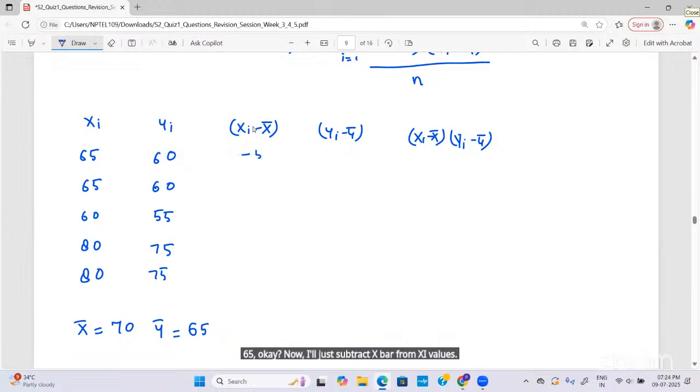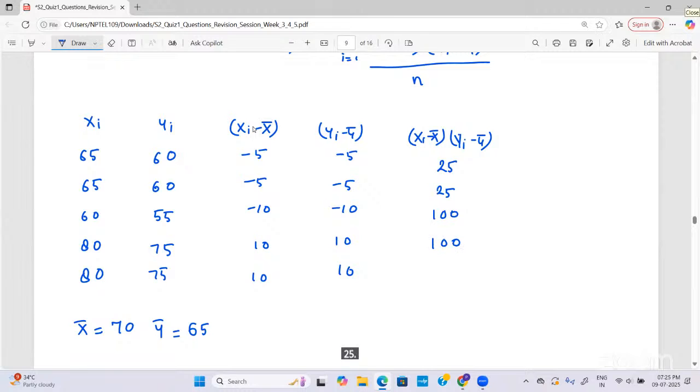Now just subtract x bar from xi values. So this will be -5, -5, -10, 10, and 10. Here it will be -5, -5, -10, 10, and 10. Now we just have to multiply. So this should be 25, 25, 100, 100, and 100. And we need this summation.